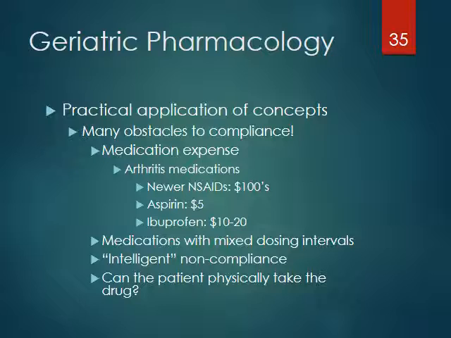Again, other barriers can be if you're using medications with mixed dosing intervals, so you can try to use things that have similar, say, once daily dosing or twice daily dosing versus getting it all mixed up. And there are some patients that may have this intelligent non-compliance where they may say that they're taking it when in fact they are not. And this could be apparent if they're saying they're taking their antihypertensive but they're not getting into range, which could be a sign of poor compliance.